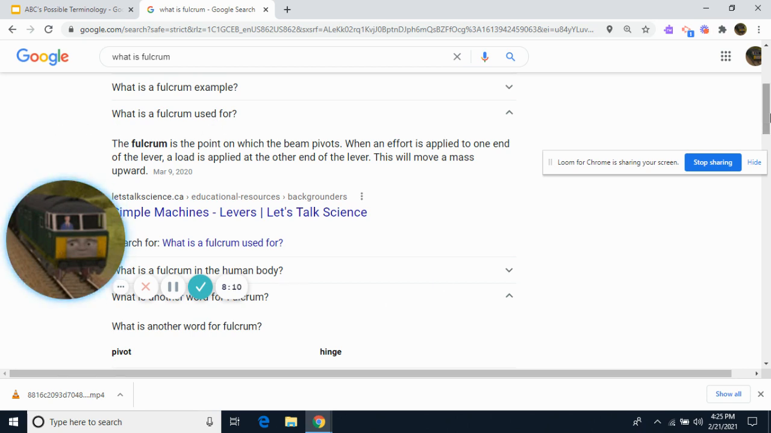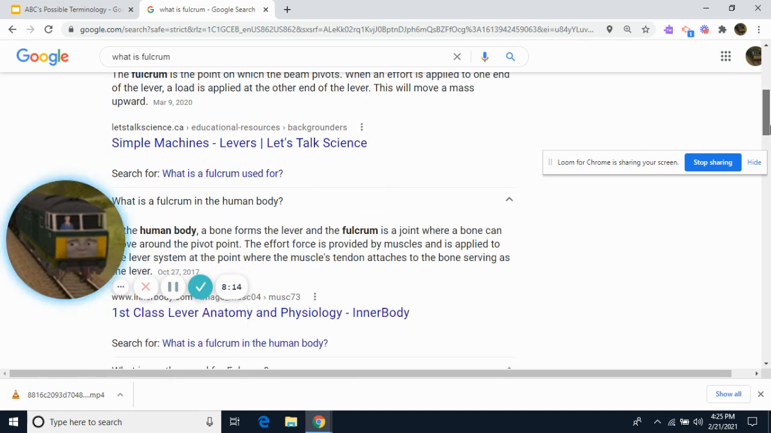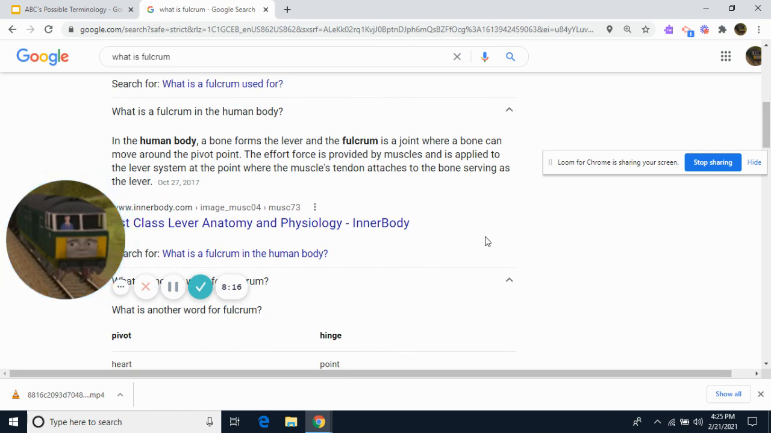All right, one more question. What is a fulcrum in a human body? Okay, so in the human body, the bone forms a lever, and the fulcrum is a joint where the bone can move around the pivot point. Sometimes your bones can kind of move around a little bit when you're actually moving.